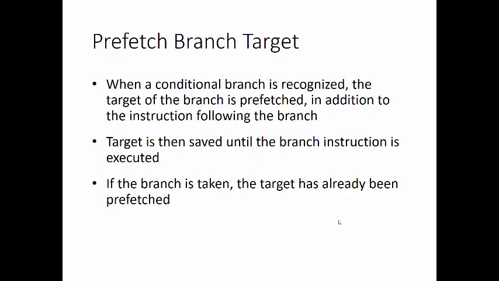Prefetch branch target is another approach. When a conditional branch is recognized, the target of the branch gets prefetched in addition to the instruction following the branch. The target is then saved until the branch instruction is executed. If it's taken, the target has already been prefetched. That one's pretty self-explanatory. Let's look at the loop buffer approach.